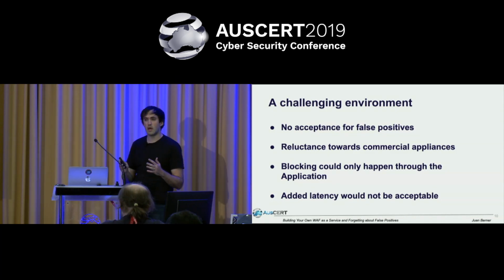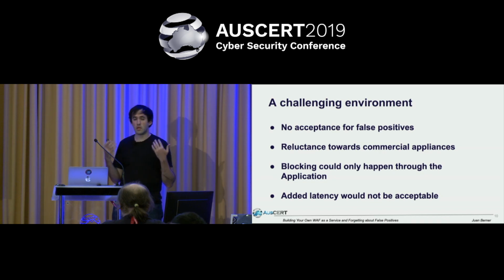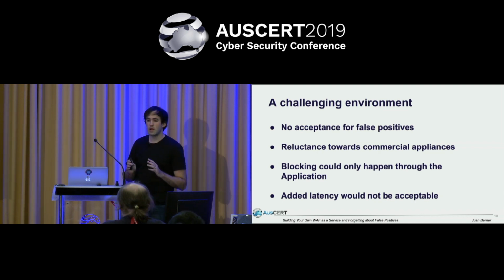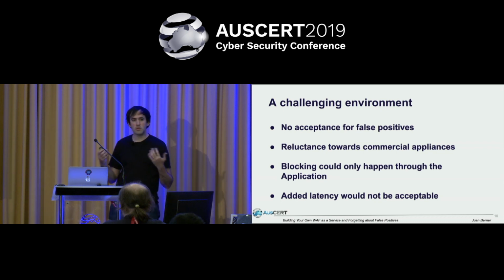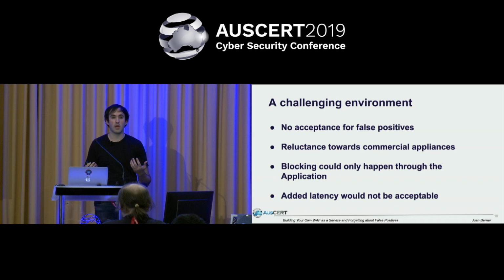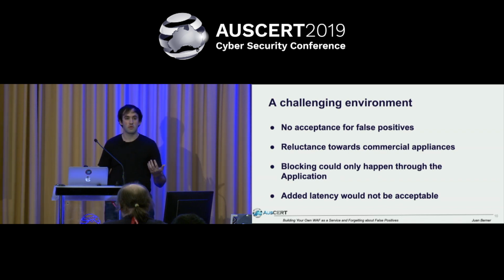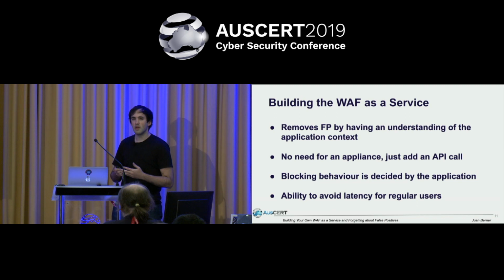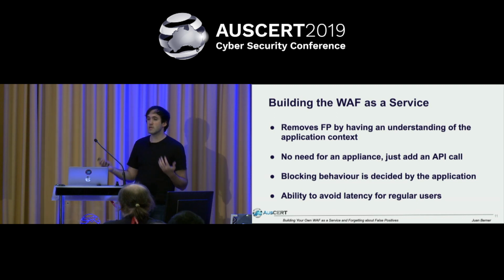So how did I end up with this kind of problem? So at Booking, we worked in a very challenging environment, so it's a very dynamic environment. There was no acceptance for false positives, a reluctance towards black boxes, and we wanted the blocking to happen through the application, which okay, a lot of WAFs allow you to add the data on the headers, and then the application can block it. But the added latency that all these inline WAFs have would not be acceptable. So basically, we need to be able to block attacks without any latency added to users and no false positives. So simple problem. So here's how I ended up with this architecture.